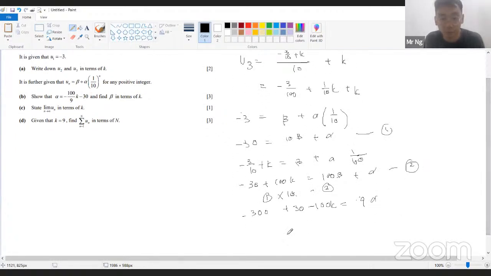Okay, so alpha is minus 270, minus 270 divided by 9 is minus 30. Then after that, this one divided by 9 is minus 100 over 9. Okay, done. Right, so shown. What's next? Beta. So just now, just 2 minus 1.